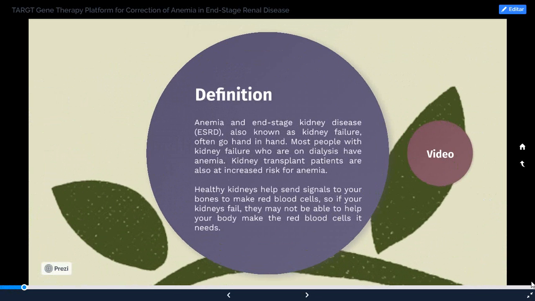Definition: anemia and end-stage kidney disease, also known as kidney failure, often go hand in hand. Most people with kidney failure who are on dialysis have anemia. Kidney transplant patients are also at increased risk for anemia. Healthy kidneys help send signals to your bones to make red blood cells. So, if your kidneys fail, they may not be able to help your body make the red blood cells it needs.